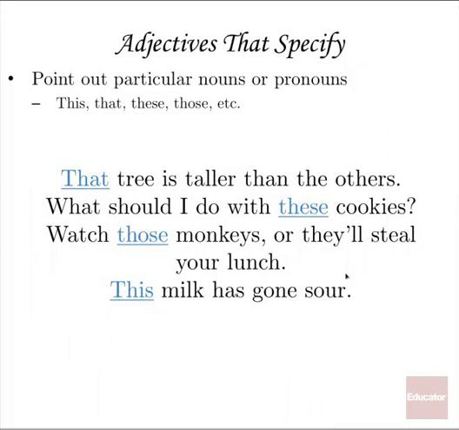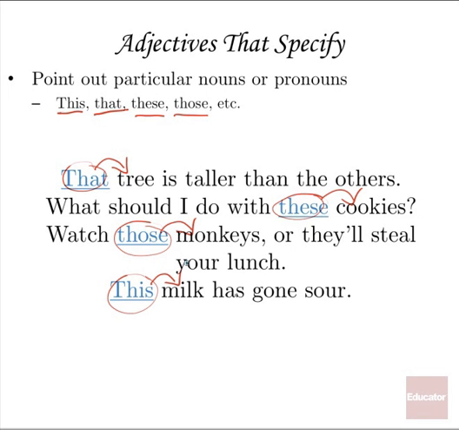All right, adjectives that specify. We covered this a little bit in pronouns, but now we're going to cover it from the adjective perspective. Adjectives that specify point out particular nouns or pronouns. This, that, these, those, and so on. Adjectives that specify, like pronouns that specify, are demonstrative pronouns, are basically the words where you point. That tree is taller than the others. That tree, right there. What should I do with these cookies? These cookies. Watch those monkeys, or they'll steal your lunch. And this milk has gone sour.